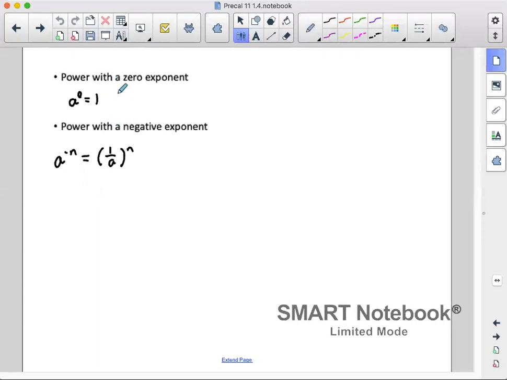We also have power with a 0 exponent. Any value to the power of 0 is 1. We also have powers with a negative exponent. So if we have a to the negative n, that's the same as 1 over a to the power of n. So it takes the reciprocal, and then it does the power of our n value.